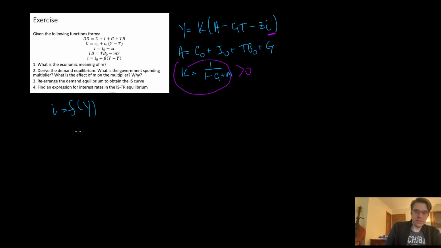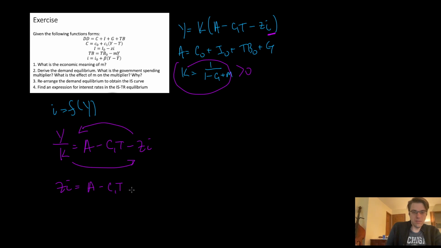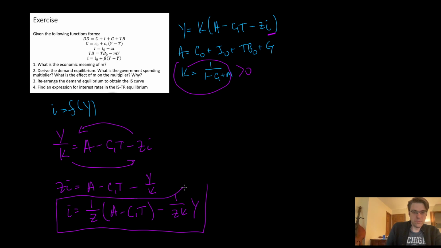So let's do it. We just need to divide by k, so we get y over k equals a minus c1t minus zi. I want the I to be positive, so let's flip-flop. So we get zi is equal to a minus c1t minus y over k, and then we can divide everybody by z. So I is equal to 1 over z, a minus c1t minus 1 over zk y. And we're done. So this is all we had to do for that one.